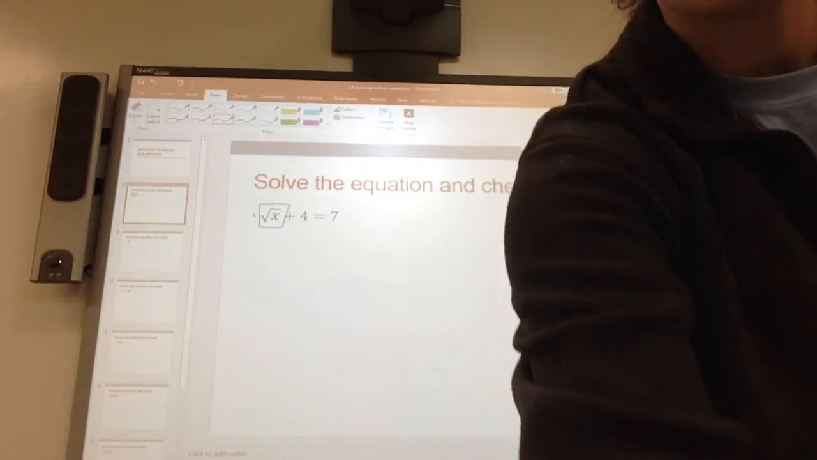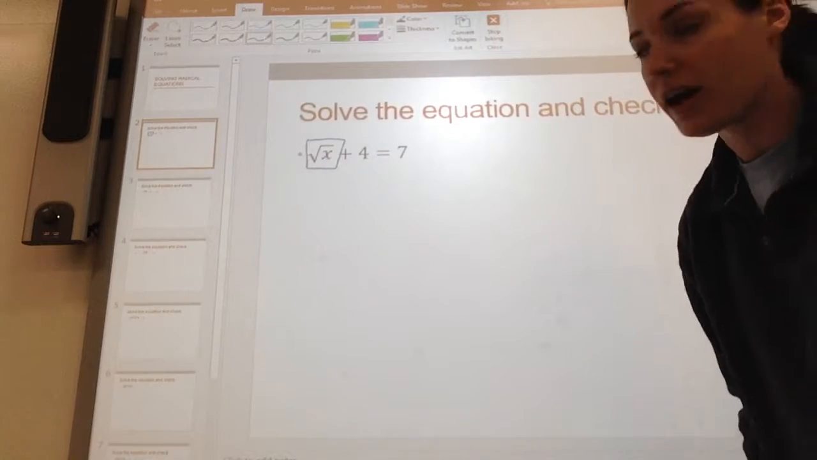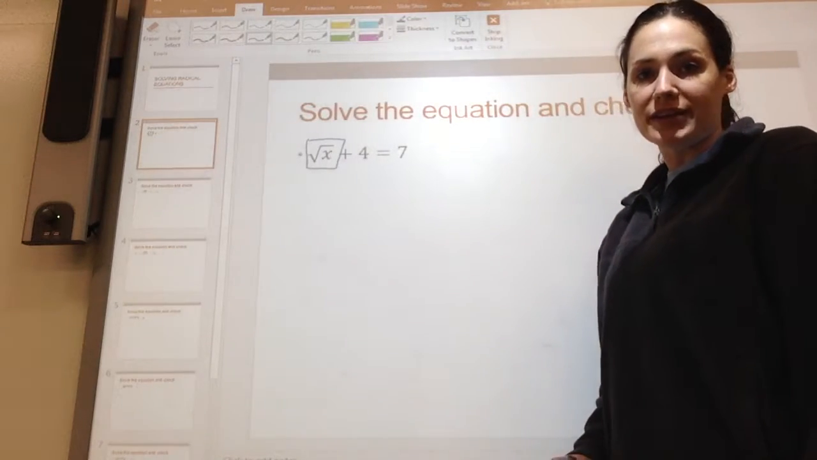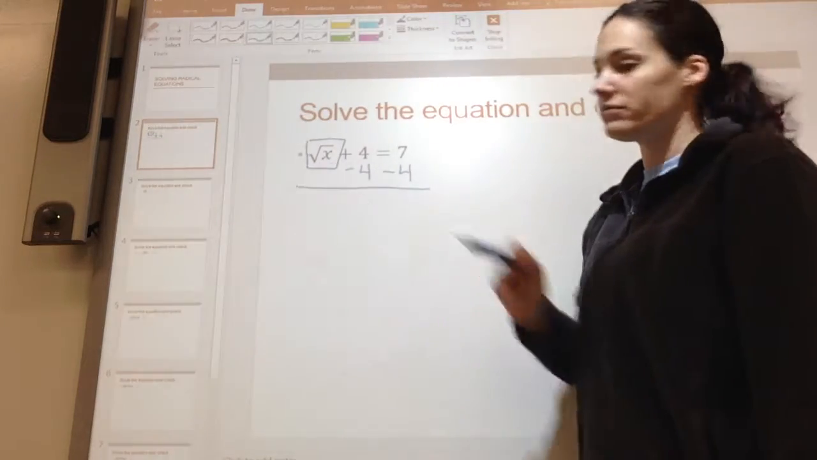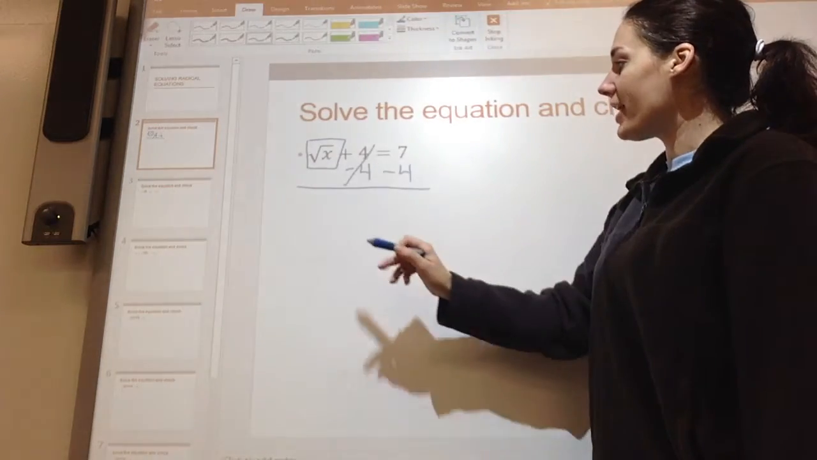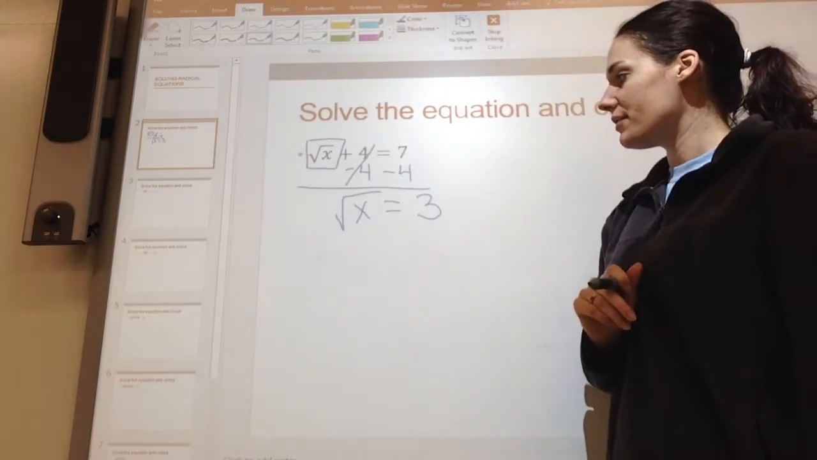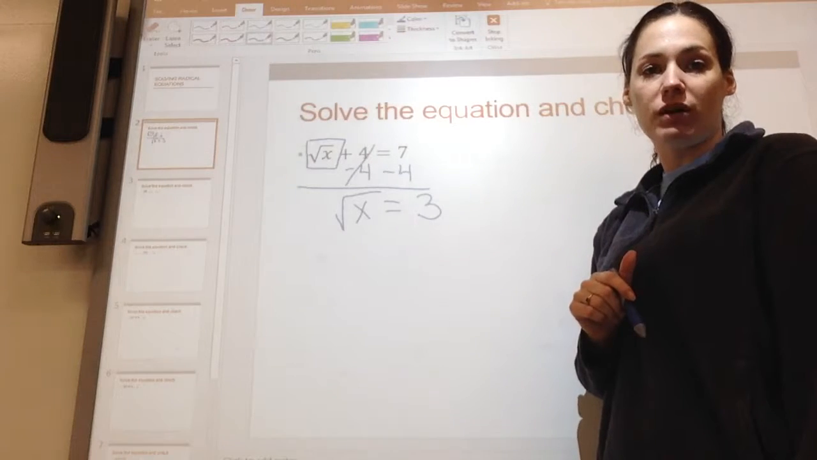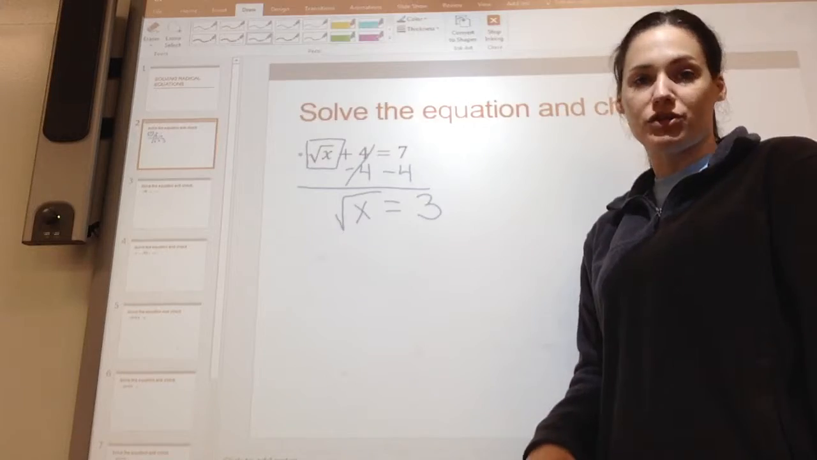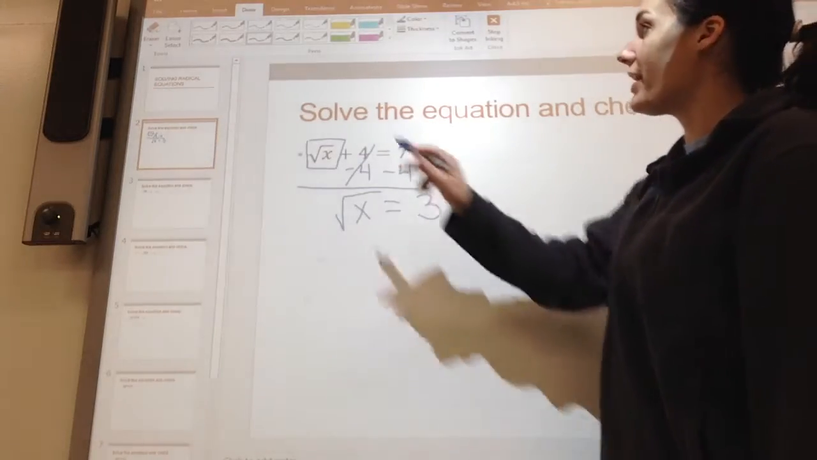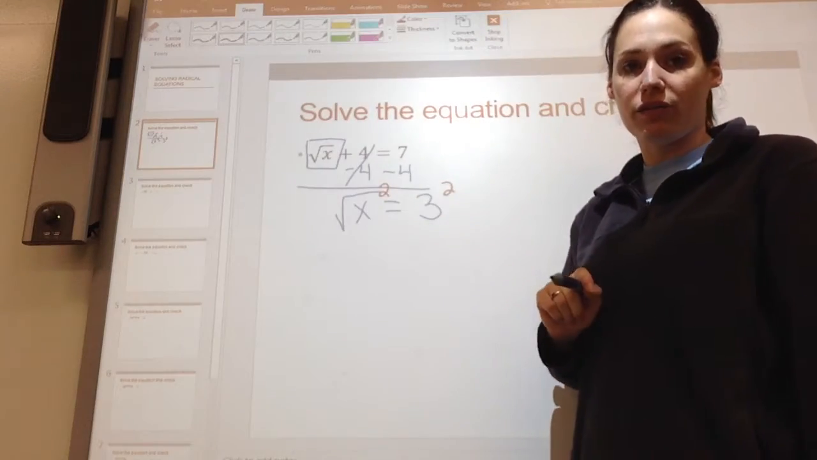Can you all see that very well? Let me see if I can move it forward some so you can see it better. Okay, so you want to isolate the square root of x. For this one, we would need to subtract 4. That would cancel the 4, and we would get the square root of x equals 3. Now, how do we get the square root of x to be x? What is the inverse of square root? Hopefully you are saying it is square, because square root and square are inverses of each other.